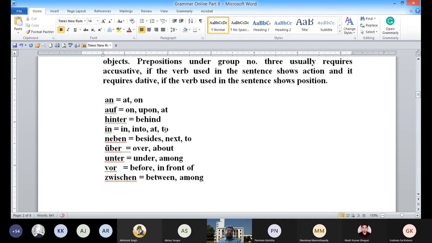But before that, these are the prepositions listed and the meanings are there. An means at or on, auf means on, upon, at, hinter means behind, in means in, into, at, to, neben means beside or next to, über means over or about, unter means under or among, vor means before or in front of, and zwischen means between or among. Okay, so these are the prepositions.